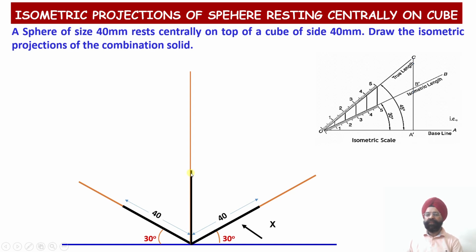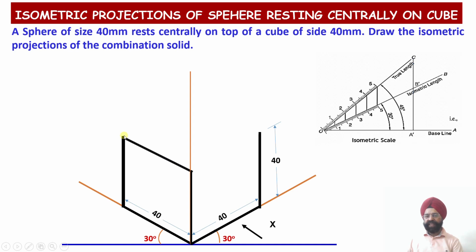So three vertical edges will be visible to us from the front. This is edge number 1, edge number 2 and edge number 3, and the height is also equal to 40 millimeter. So the distance along the x-axis, along the z-axis, and along the y-axis are all 40, since all the edges of the cube happen to be 40 millimeter long.